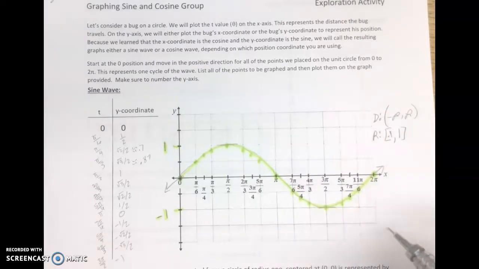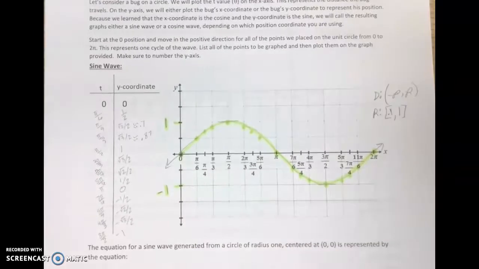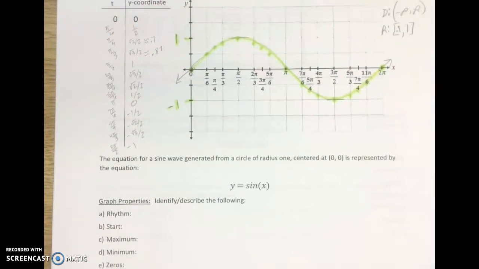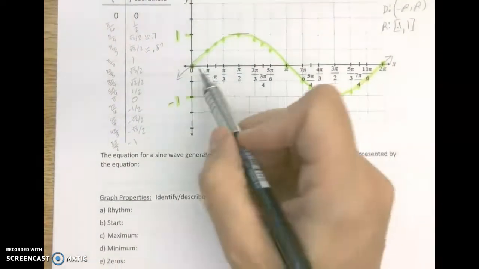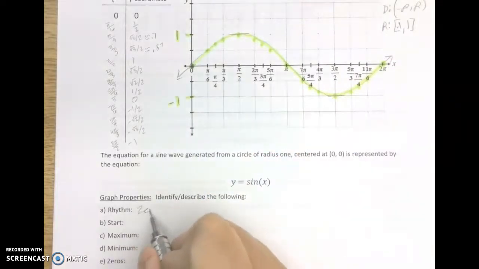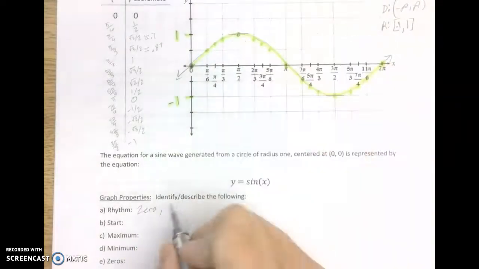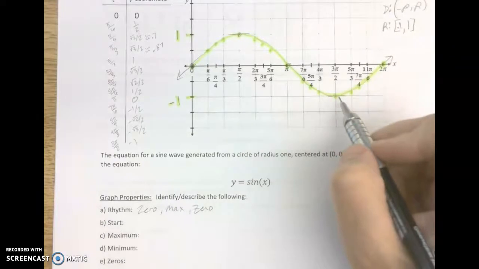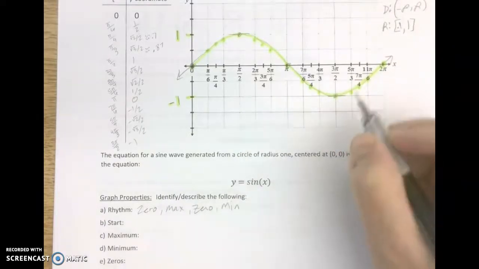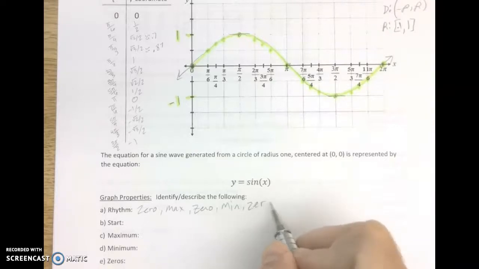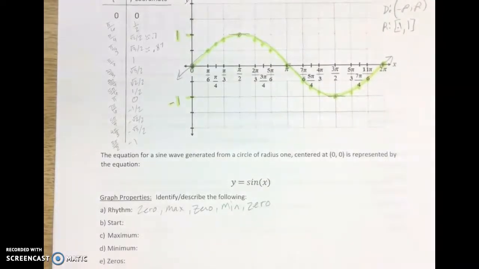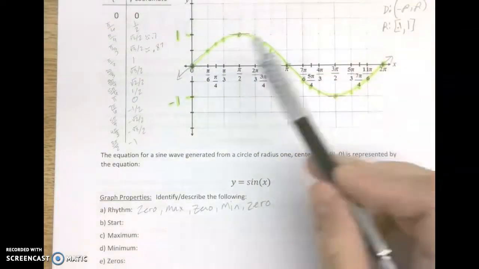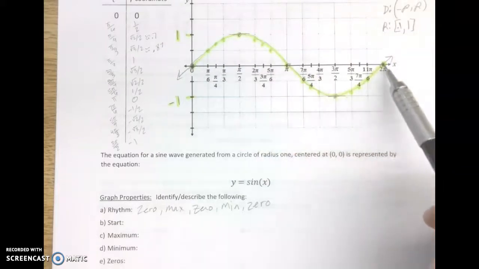Here at the bottom it talks about the rhythm. The rhythm is basically, how is this graph moving? We start here at a 0. Then we go to a maximum. Then we go back to a 0. Then we go to a minimum. And then we go back to a 0. That's the way this function is moving. This represents one complete cycle. We started at 0 and we went all the way around the circle to 2 pi.